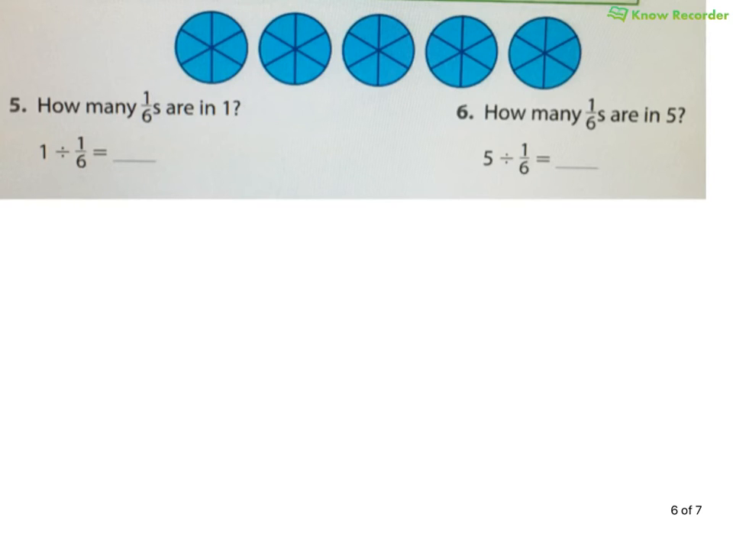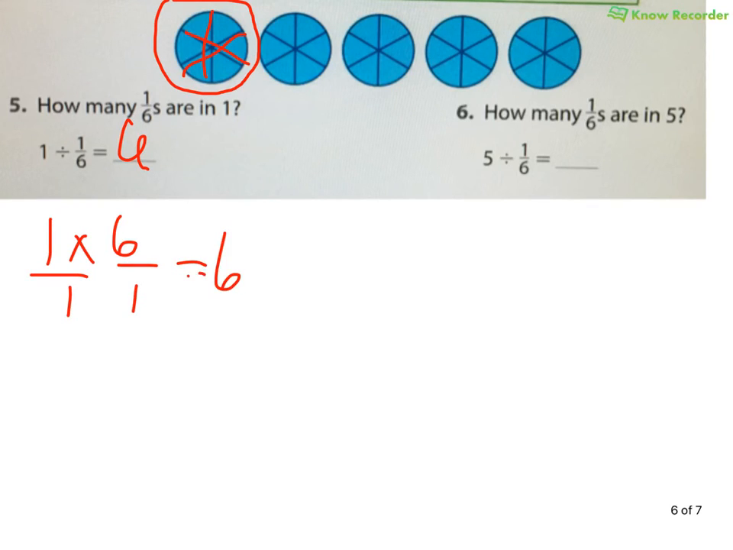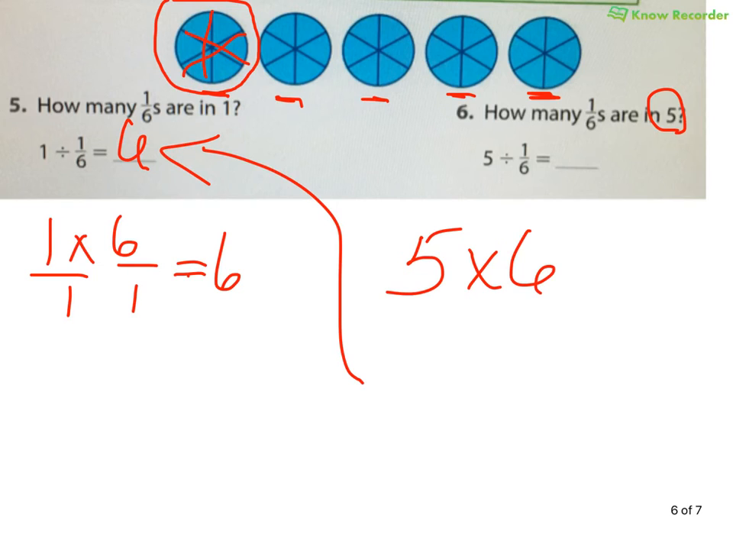How many sixths are in 1? I'm only concerned with 1 whole. Well, if I cut it into sixths, I have 6 pieces. But then how many sixths are in 5? I'm using 1, 2, 3, 4, 5 of these. Each of these 5 has 6 pieces. Once I know how many are in my unit fraction, I can just multiply the 2 together.